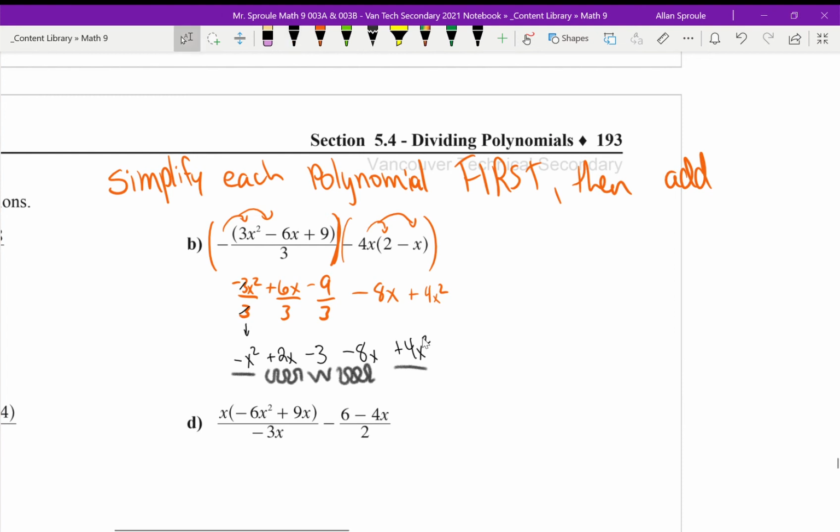So putting them together, I have plus 4x minus x. So this is going to give me 3x squared. Plus 2x minus 8x is going to give me minus 6x, and then lastly, negative 3.